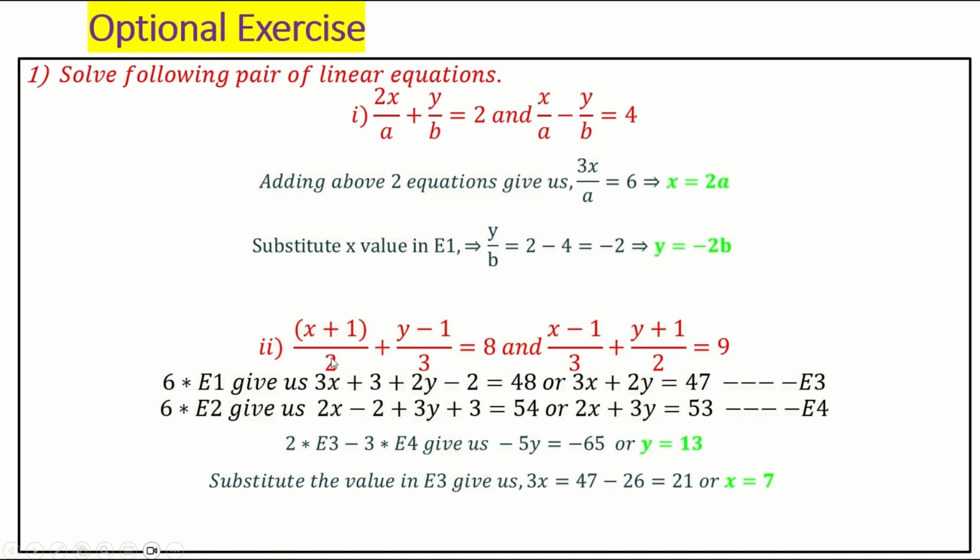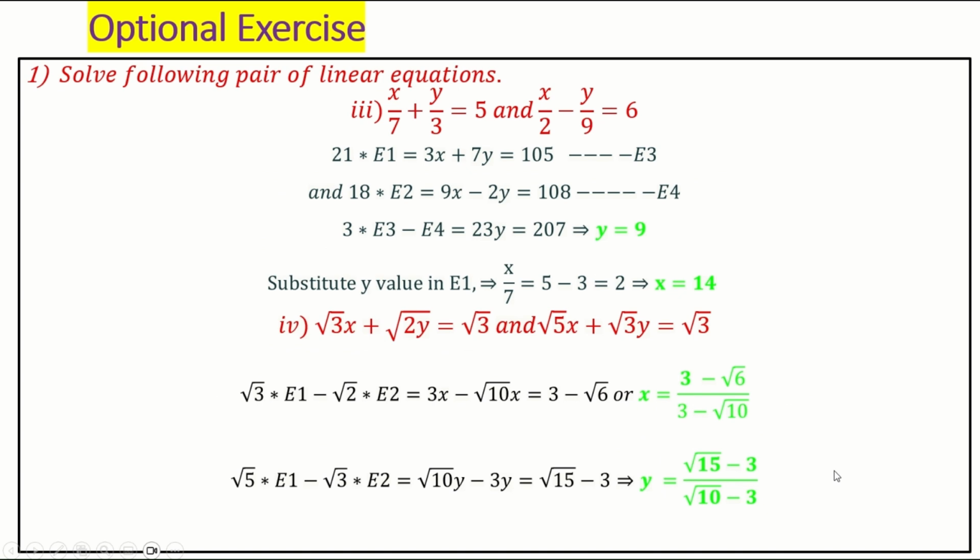Okay. Next is (x plus 1) by 2 plus (y minus 1) by 3 equal to 8. (x minus 1) by 3 plus (y plus 1) by 2 equal to 9. So first you multiply with 6. Why 6 I choose? Because this is the LCM of these two. You multiply with 6, what you will get is 3x plus 3 plus 2y minus 2 equal to 48 or 3x plus 2y equal to 47. And second one you will get is 2x plus 3y equal to 53. Okay, now use again the elimination method. You will get the answer x is 7, y is 13.